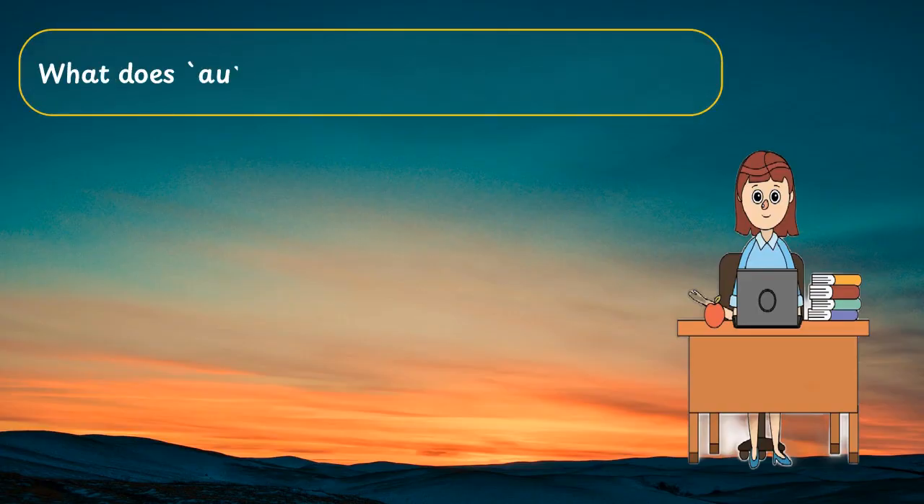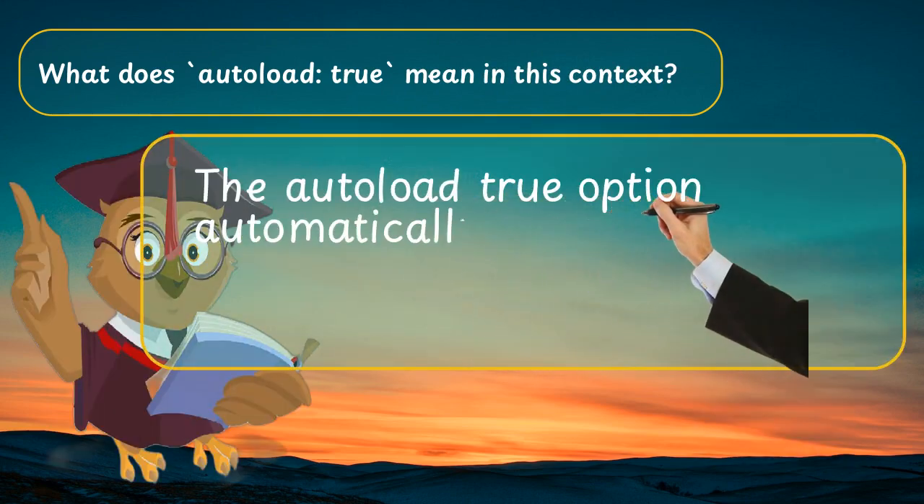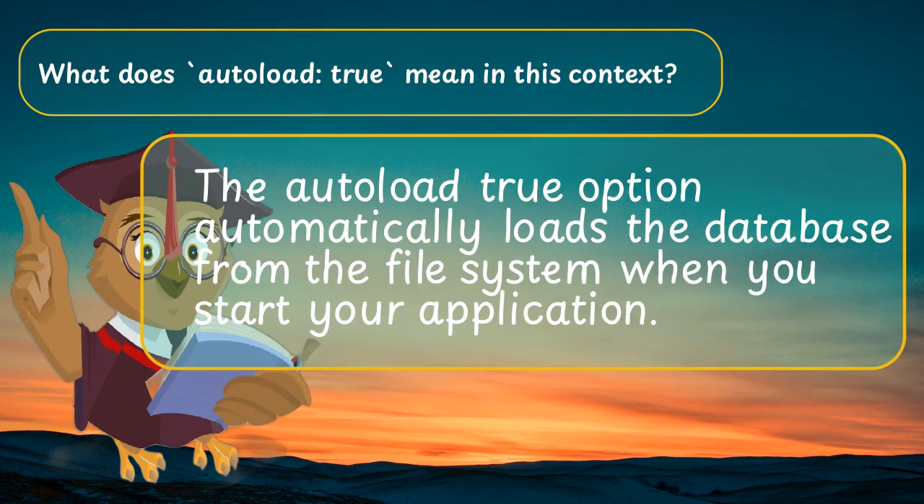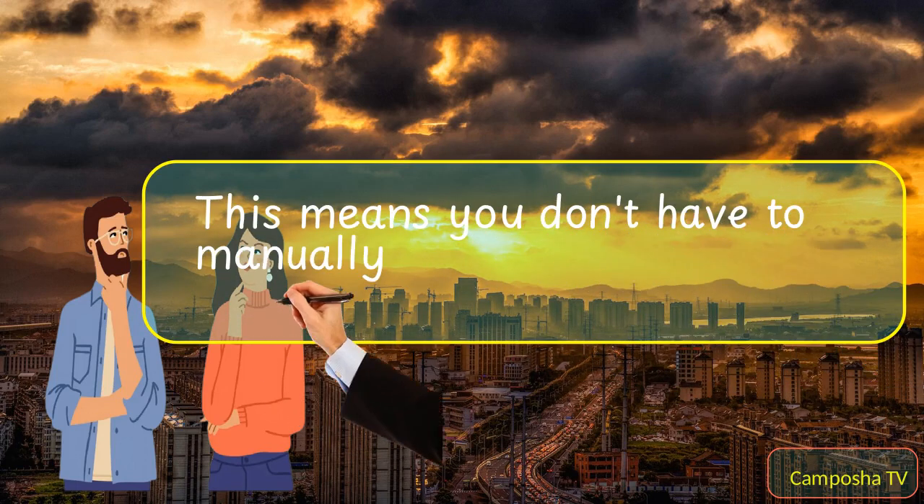What does autoload true mean in this context? The autoload true option automatically loads the database from the file system when you start your application. This means you don't have to manually load the database every time.